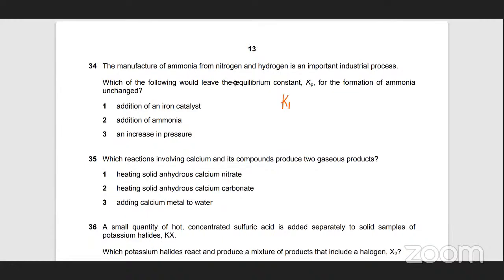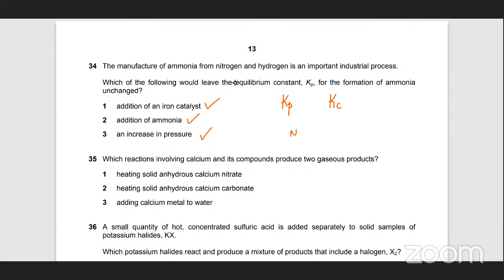What are Kp and Kc affected by? Can anyone tell me? Temperature. Okay, they're only affected by exactly one thing, and that is temperature. So adding an iron catalyst would not affect Kp. Addition of ammonia is not going to affect Kp. Increase in pressure is not going to affect Kp.